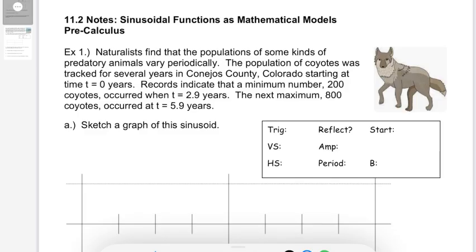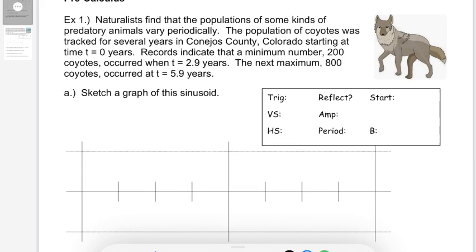Today we are going to continue using sinusoidal functions, that's sine and cosine graphs, as mathematical models, meaning we are going to take a real world situation and apply that trig graph to it. So if we look at example 1, we have some information about the population of coyotes in a county in Colorado.